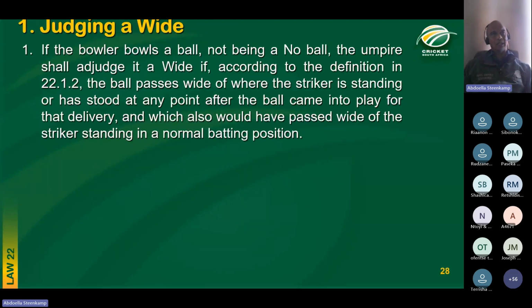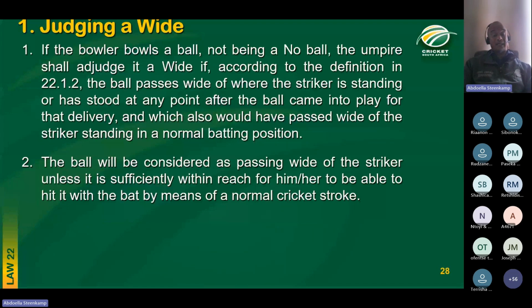Just listening to this, it can be a bit vague. What is passing wide of the striker? The law goes on by saying, and it gives us the interpretation of what is considered passing wide of the striker. So the law interpretation is the ball is wide of the striker unless that ball is sufficiently within the reach of the striker to hit the ball by the means of a normal cricket shot.